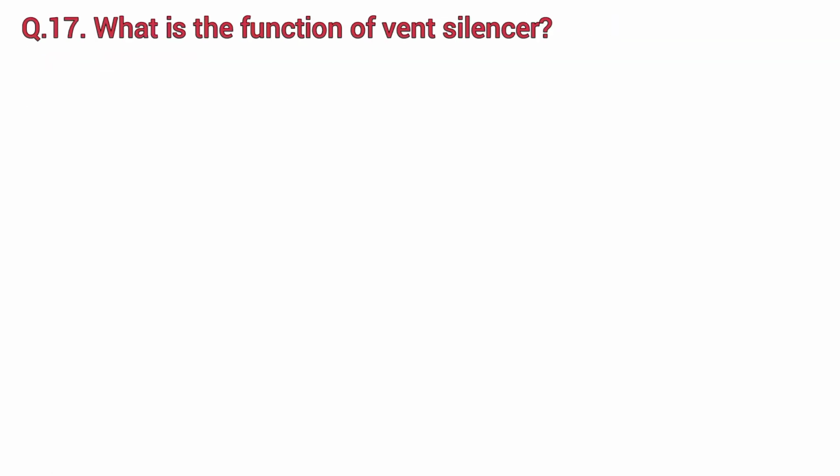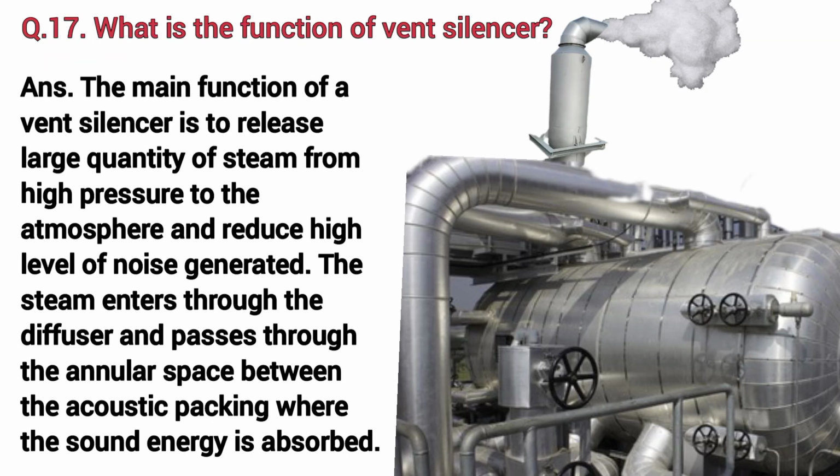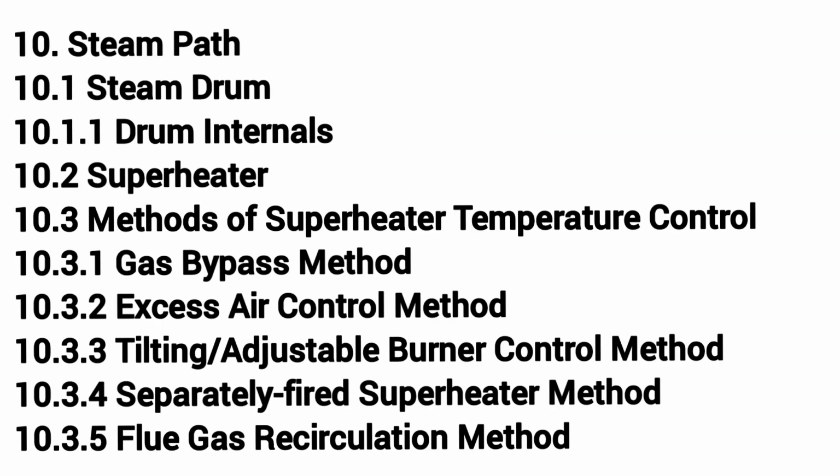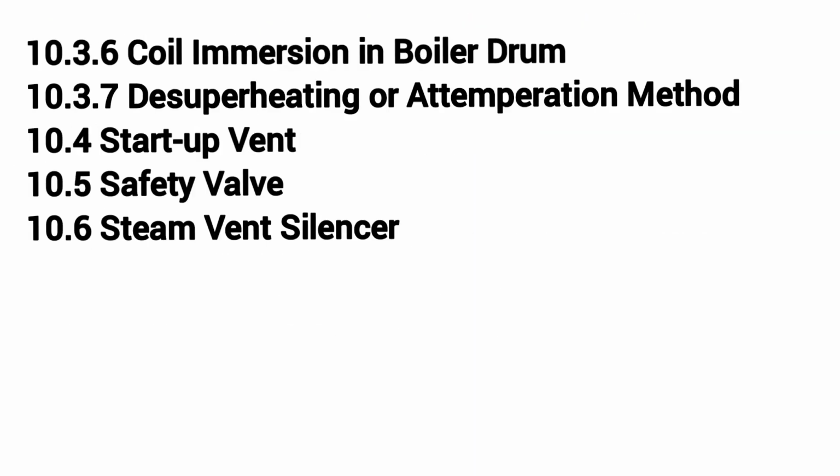What is the function of a vent silencer? The main function of a vent silencer is to release a large quantity of steam from high pressure to the atmosphere and reduce the high level of noise generated. The steam enters through the diffuser and passes through the annular space between the acoustic packing, where the sound energy is absorbed.